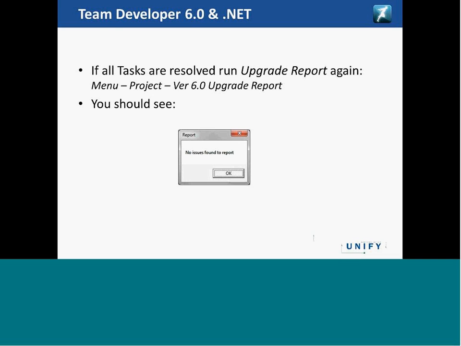And if everything is fixed, then if you run this upgrade report again in the new project version 6 upgrade report, after a while you will see no issues found to report. At this point, you are able to compile to .NET. This is the time when the compiler really runs without any problems, without any errors.